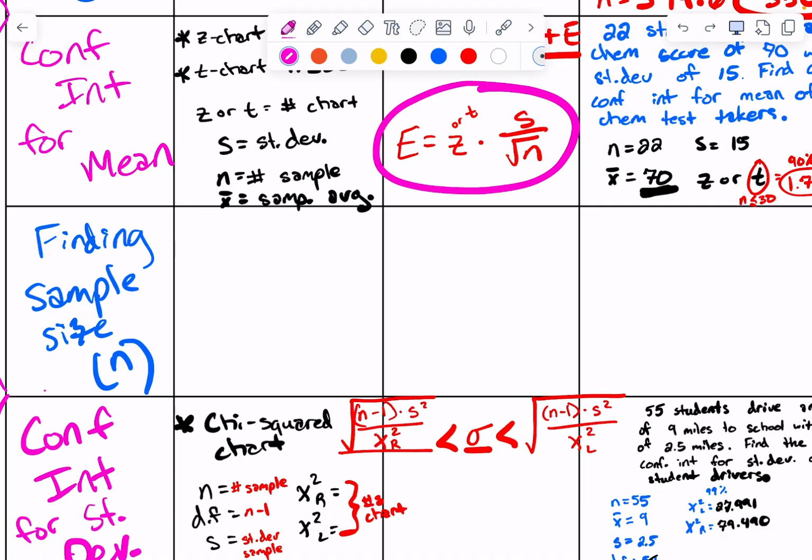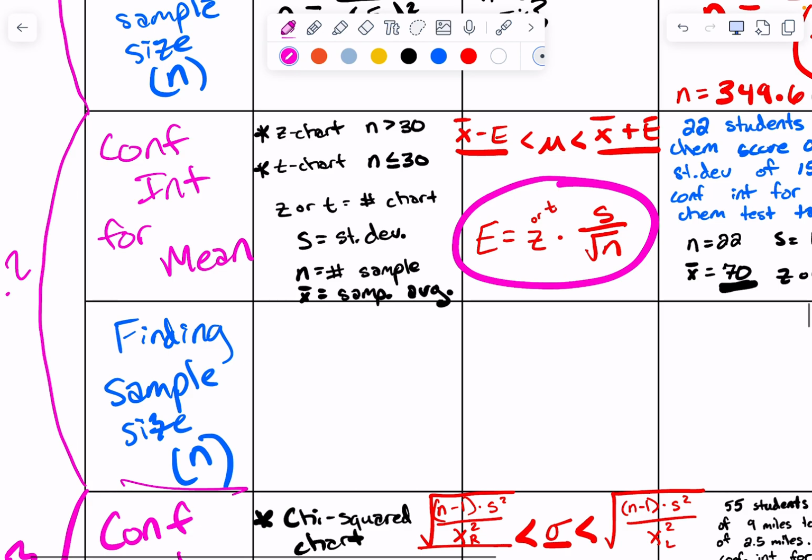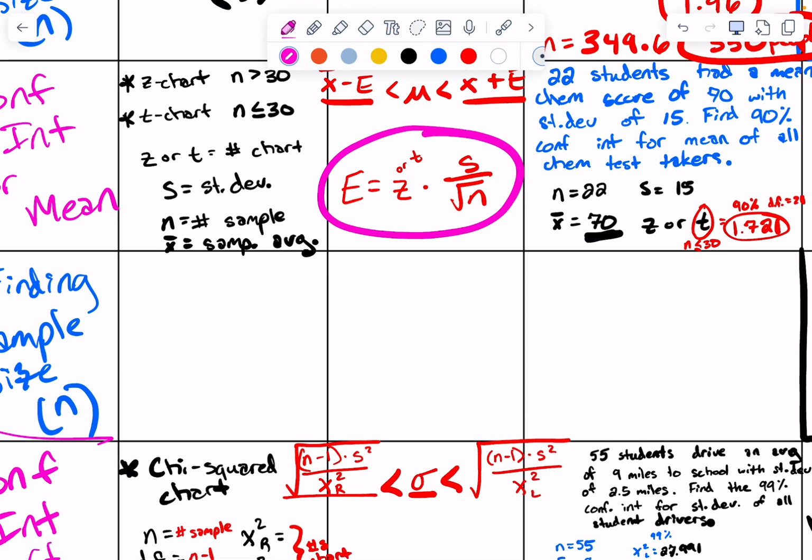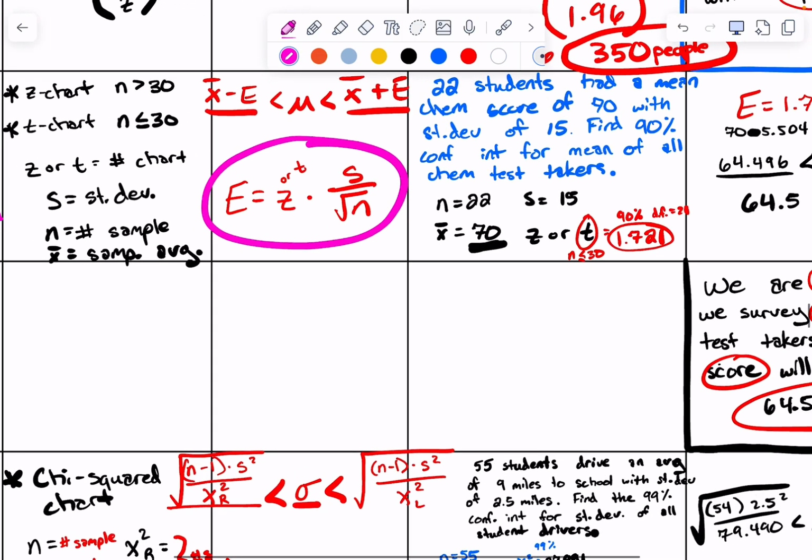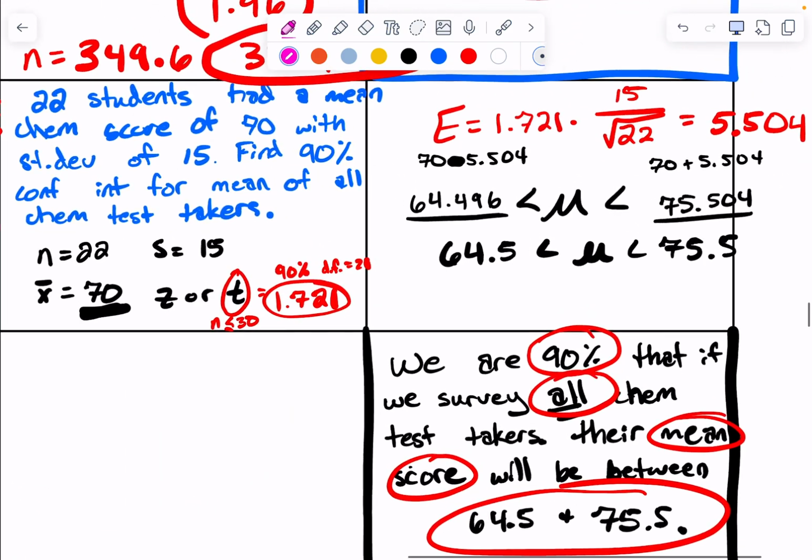But we are finding sample size for a mean. So if they give you information as it applies to mean, and they say, what is the sample size? They will say they want your error to be within a certain amount. Like our error here was 5.504. That's what we got for an error when we did all the calculations up above here.